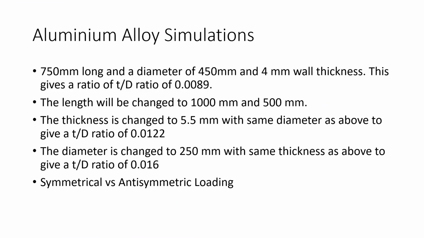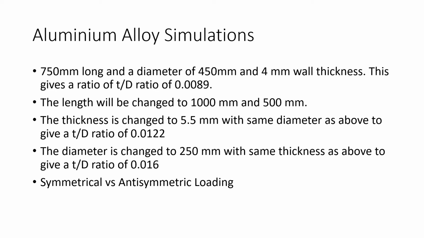For the aluminium alloy simulations, the following tests will be done. First, it will be given a length of 750 millimeters, a diameter of 450 millimeters, and a 4 millimeter wall thickness. This gives a thickness on diameter ratio of 0.0089. The length will then be changed to 1000 millimeters and then to 500 millimeters without changing the other dimensions.